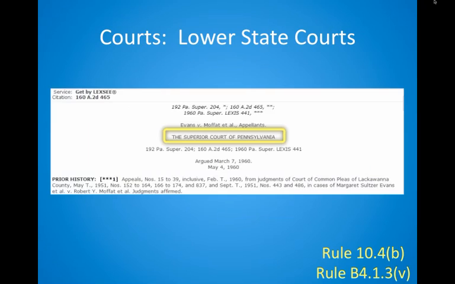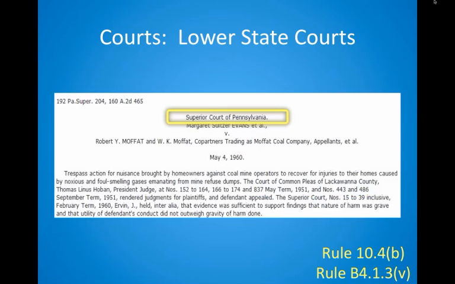Likewise in Lexis, the court appears after the case name. Similarly, in Westlaw, the name of the deciding court appears at the top of the case just before the case name. Again, we see that the Superior Court of Pennsylvania decided this case.